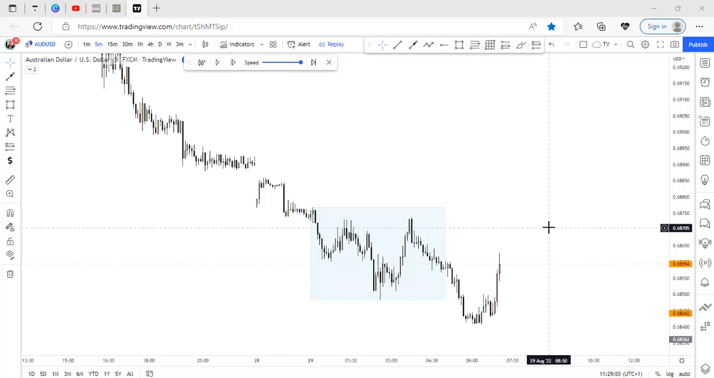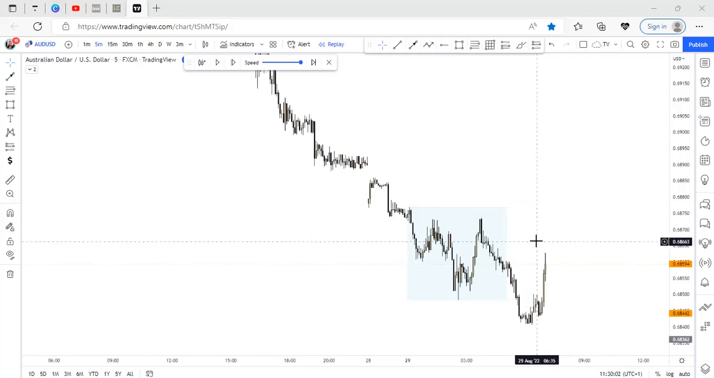So today we'll be using AUDUSD as a case study. At the beginning of this week, a gap was spotted on AUDUSD, and in this video I'll be showing you how you could have capitalized on that gap.